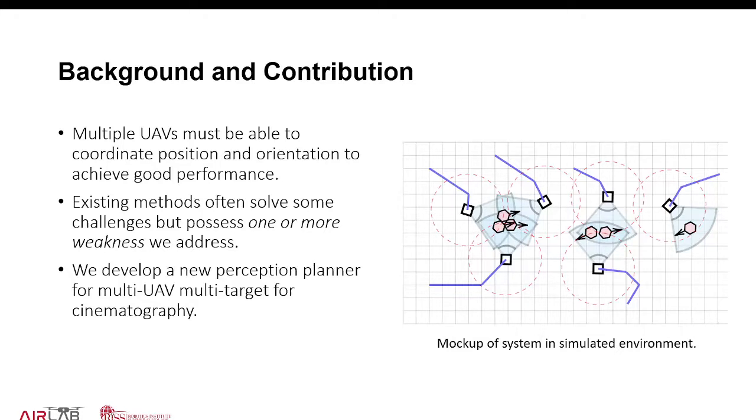So existing methods often solve some of these challenges, but possess one or more weaknesses that we'd like to address. So formation-based planners typically struggle with cluttered environments or groups splitting and merging. Learning-based methods tend to struggle to match performance of formation-based planners in canonical or simple cases. And we would like to develop a new perception planner for multi-UAV, multi-target tracking for cinematography or reconstruction. For our purposes, they're fairly similar.